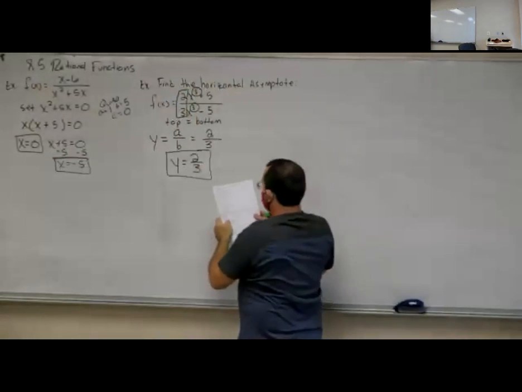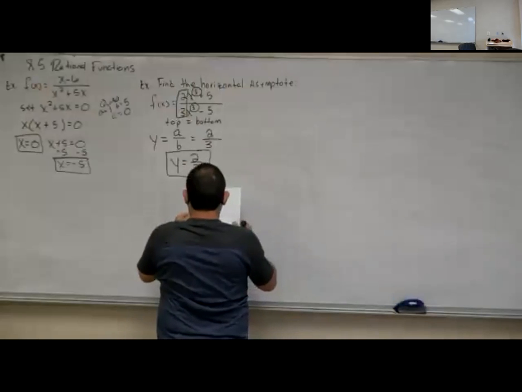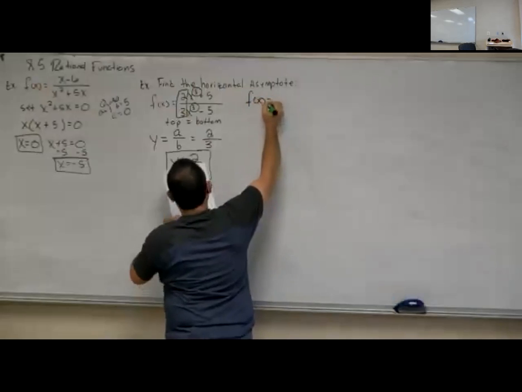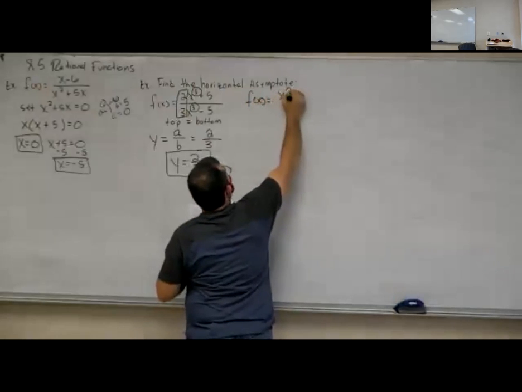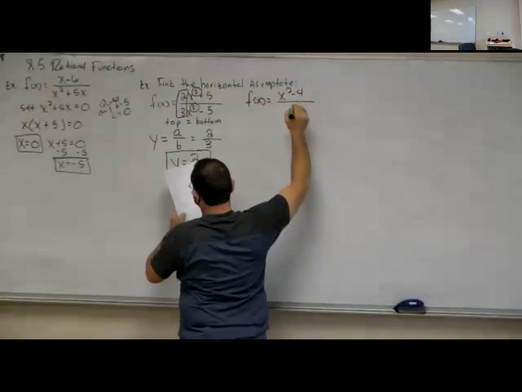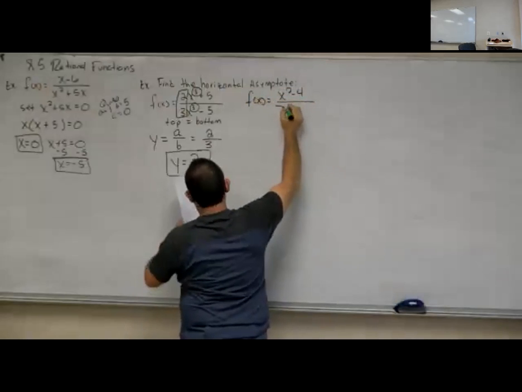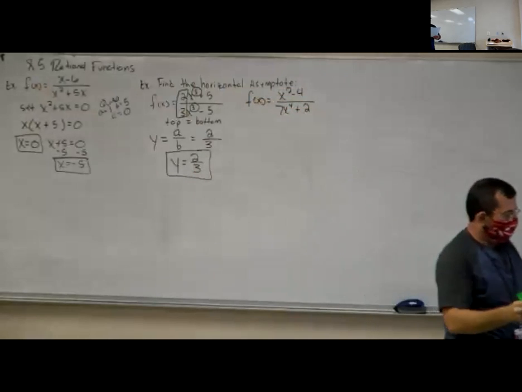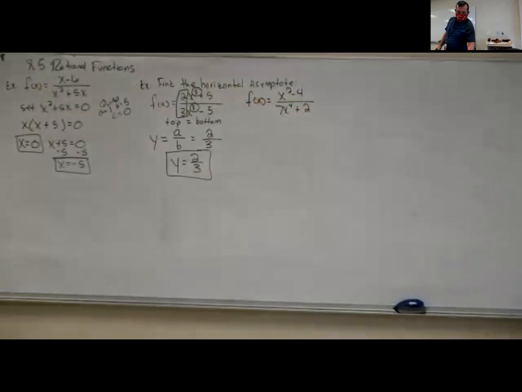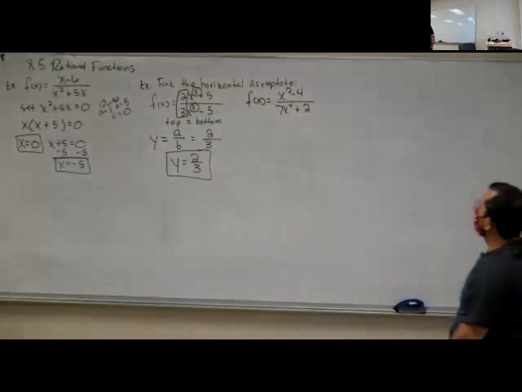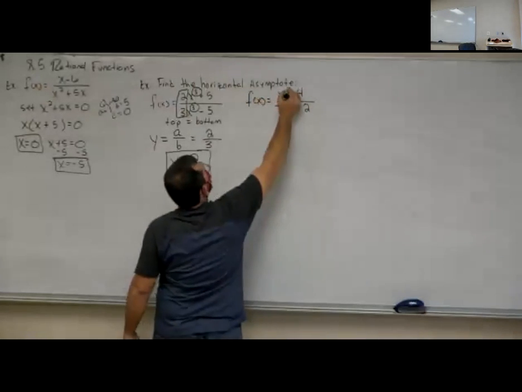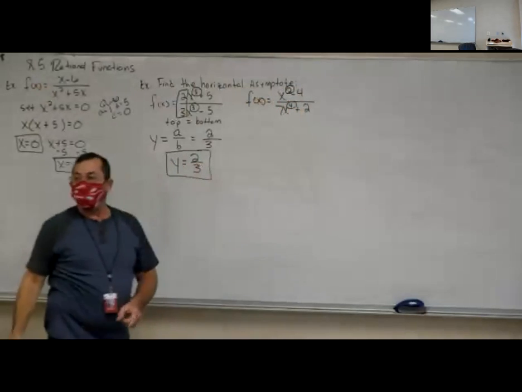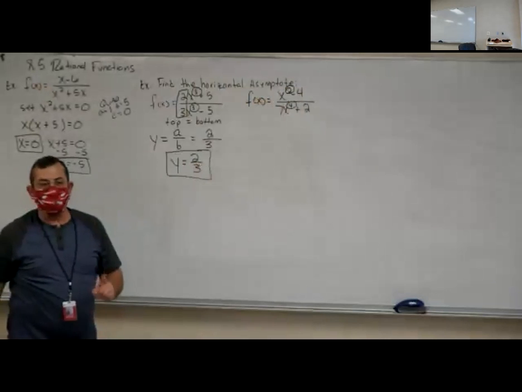All right, how about, let's see, those ones were equal. Let's try this one. F of x equals x squared minus 4 over 7x to the 4th plus 2. All right, degree of the top is a 2. Degree of the bottom is a 4. So the bottom is bigger than the top.